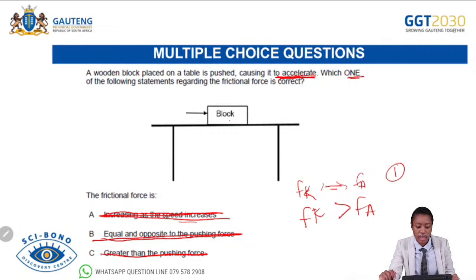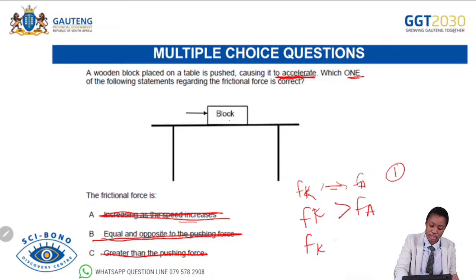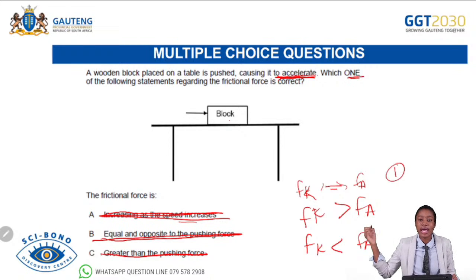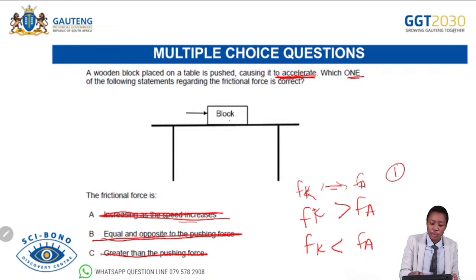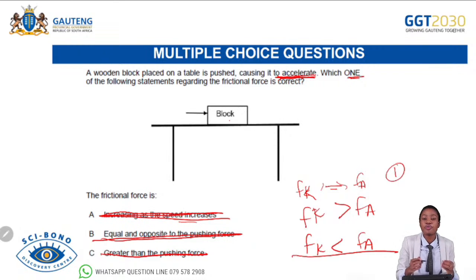Let us look at the last one. Less than the pushing force. If the frictional force in this case is less than the pushing force, which is your force applied, what would happen? It will cause the block to accelerate. Let us read this in this case. So this is as good as saying that the frictional force is less than the force that we are applying, and that's why the block is accelerating. So which one is then the correct one? D is the correct answer.